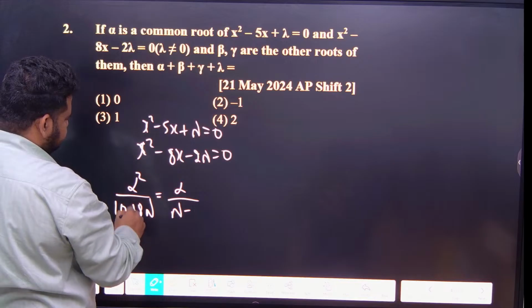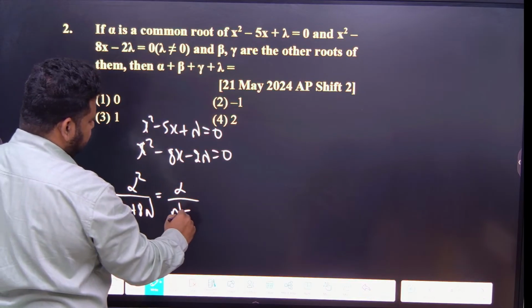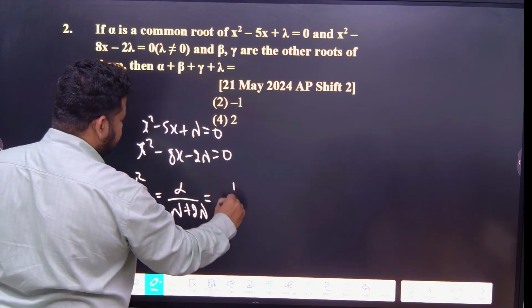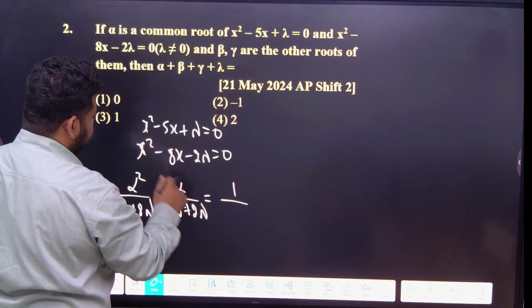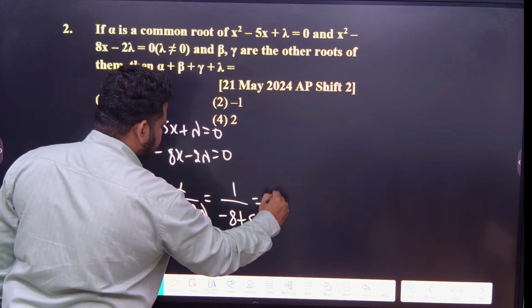Okay. So this is what? Lambda into 1. This is what? Plus 2 lambda. Correct na? Plus 2 lambda. So that will be equal to 1 by what is it? 1 by this one, minus 8 plus 5. So that will be equal to minus 1 by 3.